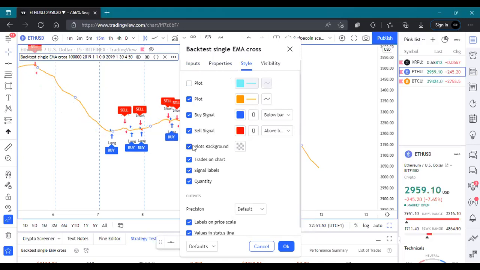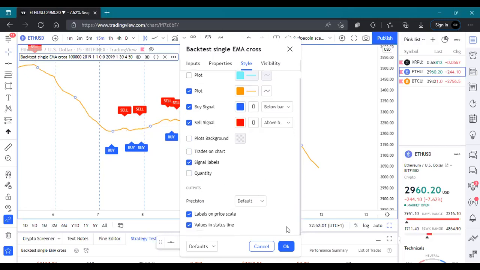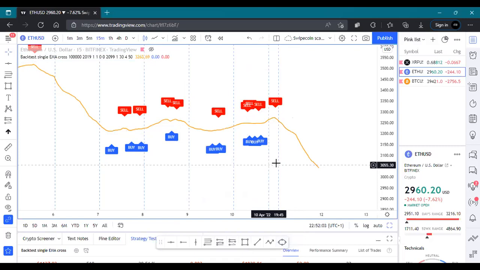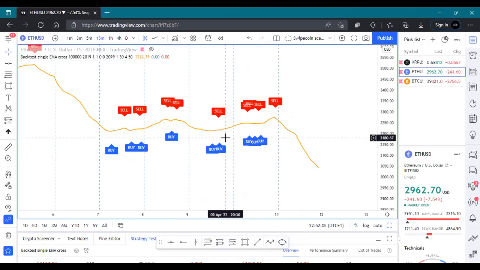So what you're actually doing is that plot background, you turn it off. Trades on charts, you turn it off. And quantity, you turn it off. So this is exactly what we're doing. So this indicator has already given you what? Buy and sell signals, right? The same way Supertrend Scalper sends out what? Notifications through the app.